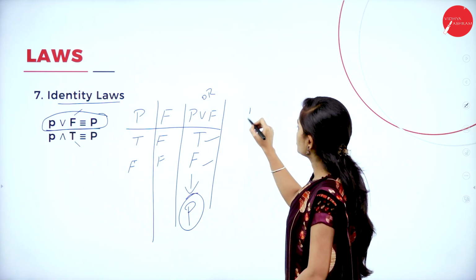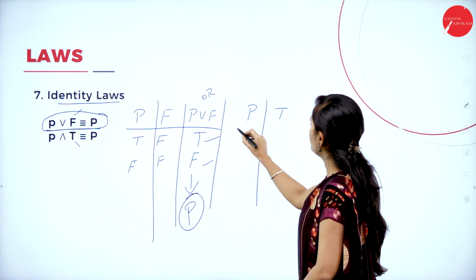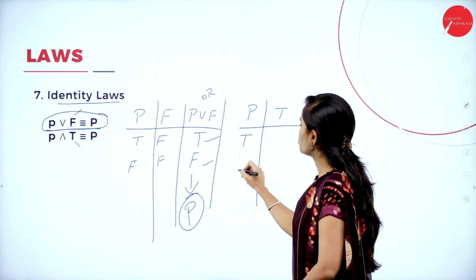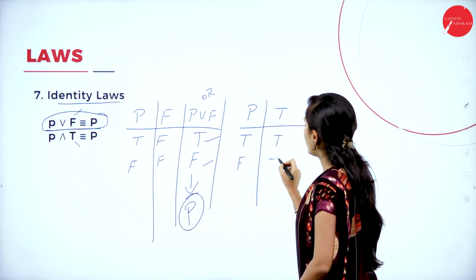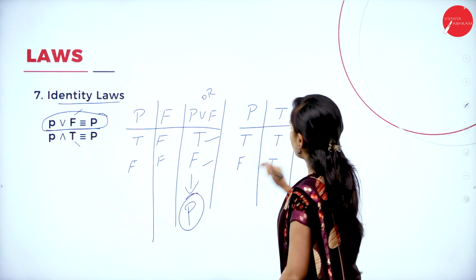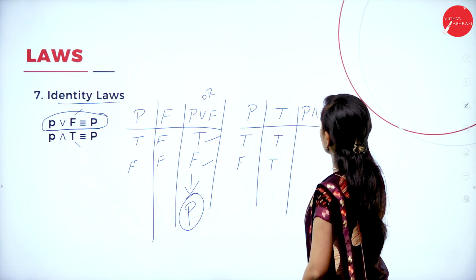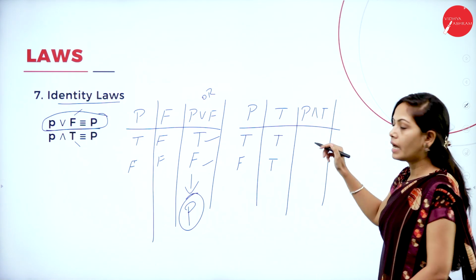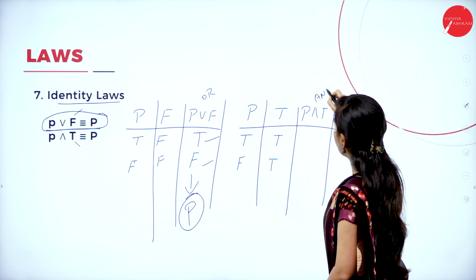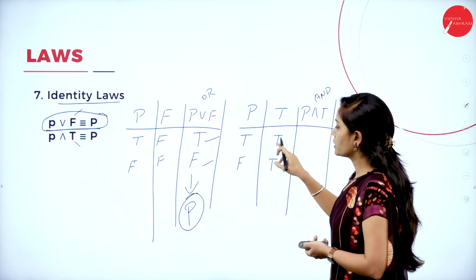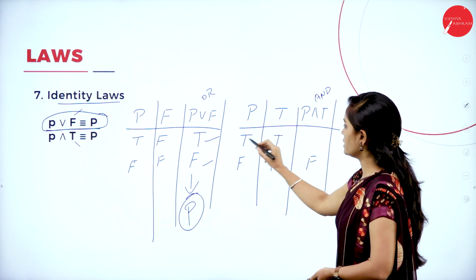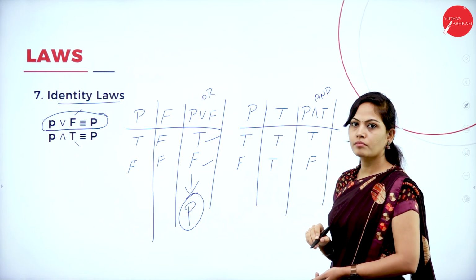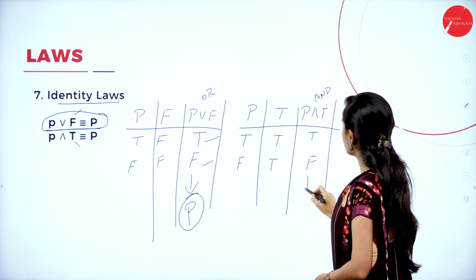And the second condition, P and true. So the truth value of P is true and false. So what is the truth value of true? It is true and true. So now I am doing P and T. So what is P and T? I am using the AND operation here. If any one of the conditions is false, you will get false. Otherwise it is true. Clear? So now you can cross verify this.